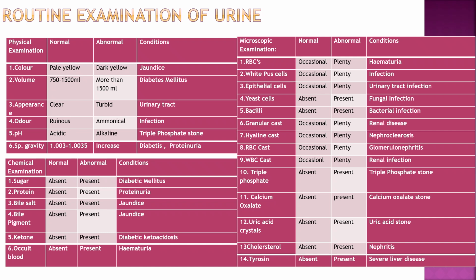In examination of urine, there are physical, chemical, and microscopic examination. So first, physical examination: color, volume, appearance, odor, pH, specific gravity. Then chemical examination: sugar, protein, bile salt, bile pigment, ketone, and occult blood. And then urobilinogen is also added. Microscopic examination: cells like RBC, WBC, epithelial cells, yeast cells, bacilli, casts like granular cast, hyaline cast, RBC cast, WBC cast, crystals like triple phosphate, calcium oxalate, uric acid, cholesterol, tyrosine.